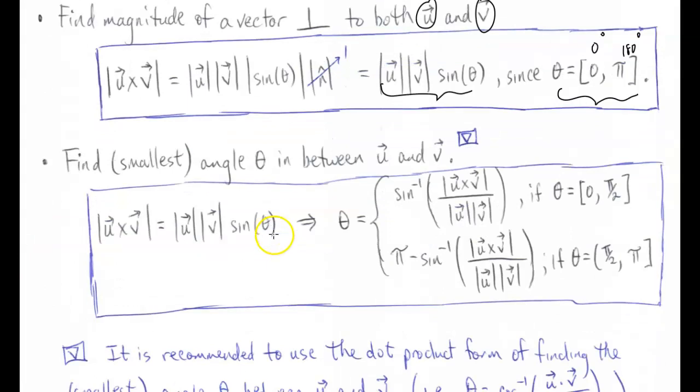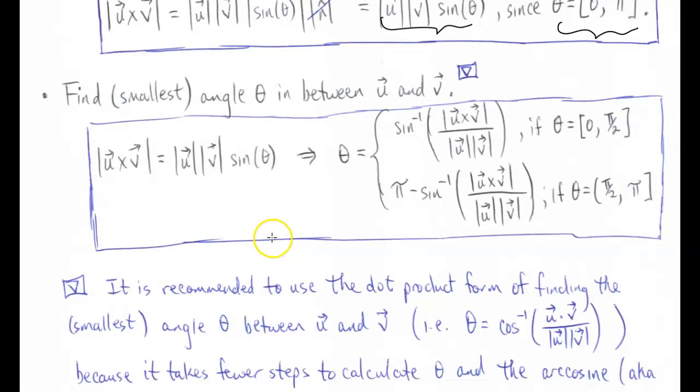Another thing that we could use a cross product for, but I probably wouldn't recommend it, but technically you could do this, is to find the smallest angle in between vectors u and v. Okay. Now, if we used this formula to do that, of course, we would have to do the magnitude of u cross v, and then rearrange this to solve for theta. And of course, you see this is what this looks like.